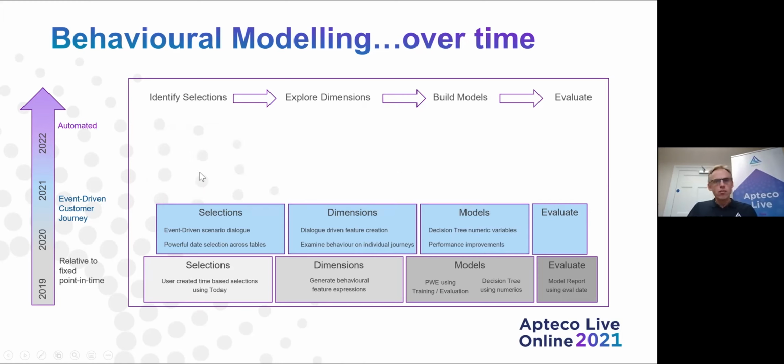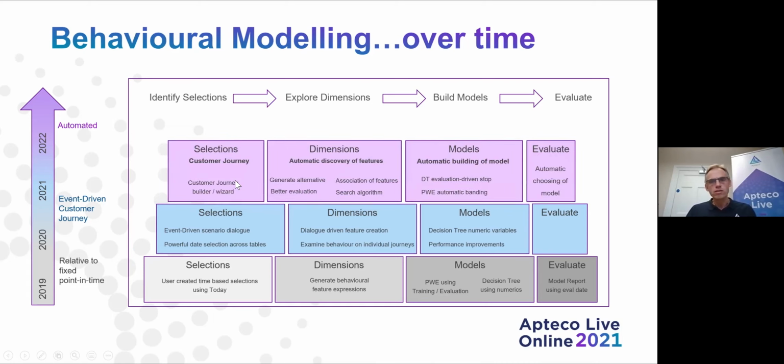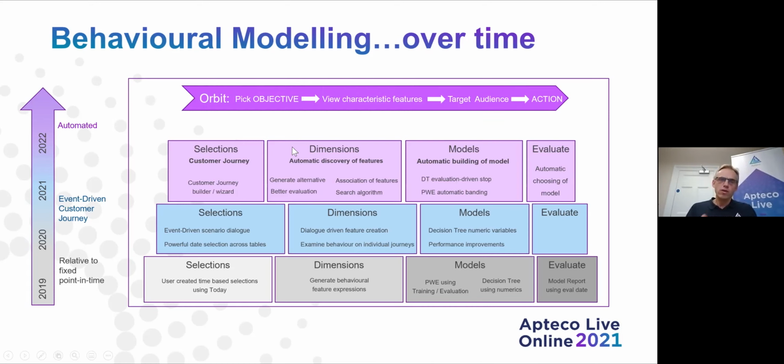And then as we look to next year and beyond, the aim is to really automate more of this process, particularly within the dimensions, enabling you to generate and search for different alternatives, finding ways to better evaluate and look for the association, the relationship between features, making it easier to choose the features that are then built into models. And the end goal is to expose this in orbit, giving you a nice, easy way to pick the objective. So perhaps a customer journey wizard to create the customer journey, and then to discover some of these characteristic features and display those in orbit, and then give you an easy way to automatically target those customers and to turn that into action through people stage.